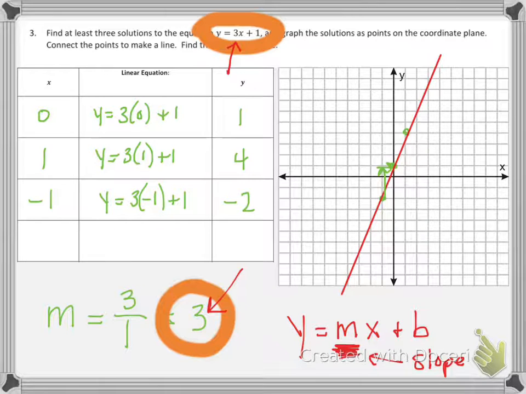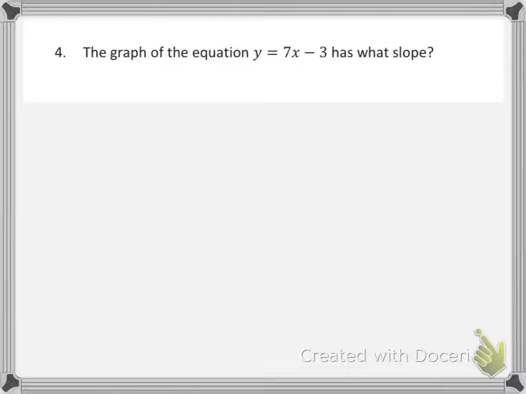You don't even have to plot anything. You can just recognize it. So let's try to do that in the following questions. Number 4, the graph of the equation y equals 7x minus 3 has what slope? Well, look, this is y equals mx plus b. Here's the y, here's the equal sign, there's the slope, right? There's the x, here's the plus or a minus, right? There's addition or subtraction going on. You're combining positives or negatives. And then this is b, and we'll talk about b later, but what we're interested in is the slope. So the slope is 7.